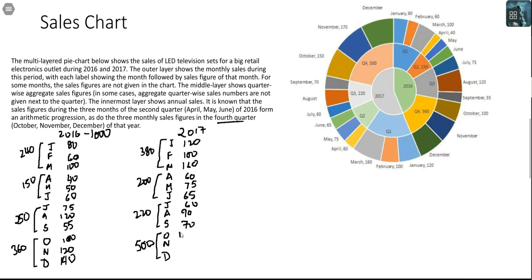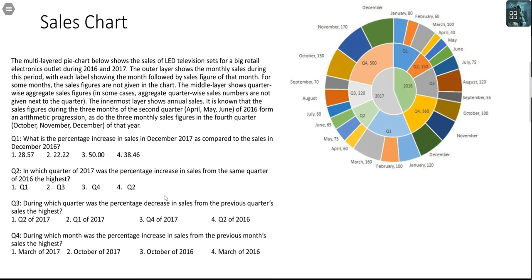Done. For quarter 4, I know the total to be 500. October is 150, November is 170. So December will now have to be 180. The summation of these three should be 500. Let me also calculate the total for 2017. 380 plus 220 is 600. 200 plus 500 is 700. So altogether I get 1300. All the data points that you can potentially glean from this graph are known. Let's get to individual questions.